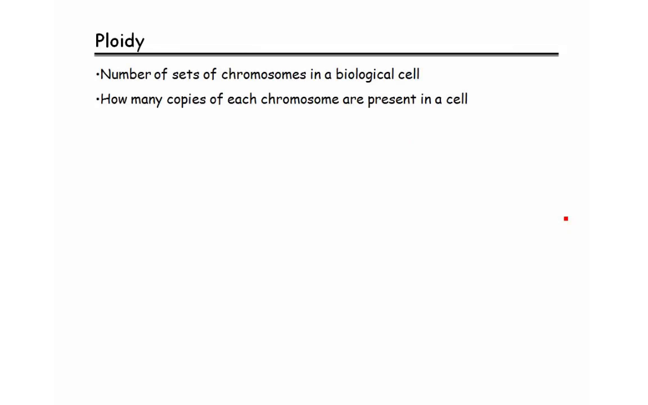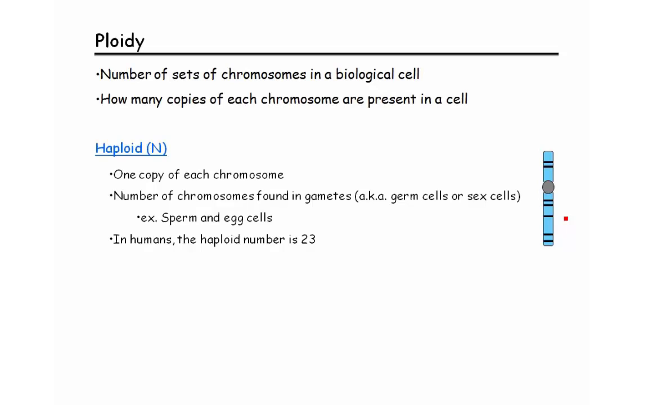Now, we also want to talk about what we call ploidy. Ploidy is the number of sets of chromosomes that are found in a biological cell. Or in other words, how many copies of each chromosome are contained in that cell. Now, it is possible to have one copy of a chromosome, and that's what we call the haploid condition. Haploid, it is one copy. It's represented with an N, which could be a capital N or a lowercase n. But what we're seeing here is one N. The 1 is typically not written, but it's understood to be there.